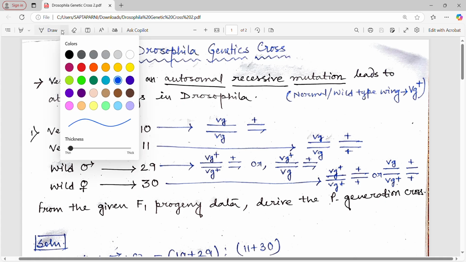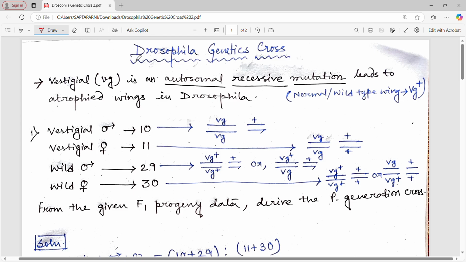So in today's video we are going to discuss genetic cross in Drosophila, and today we are going to focus on vestigial wing mutation in Drosophila. In my previous video I talked about eye color mutations in Drosophila and how you can derive the parental genotype from the given F1 progeny phenotypes. Now in today's video we are going to focus on wing mutation and specifically vestigial mutation.